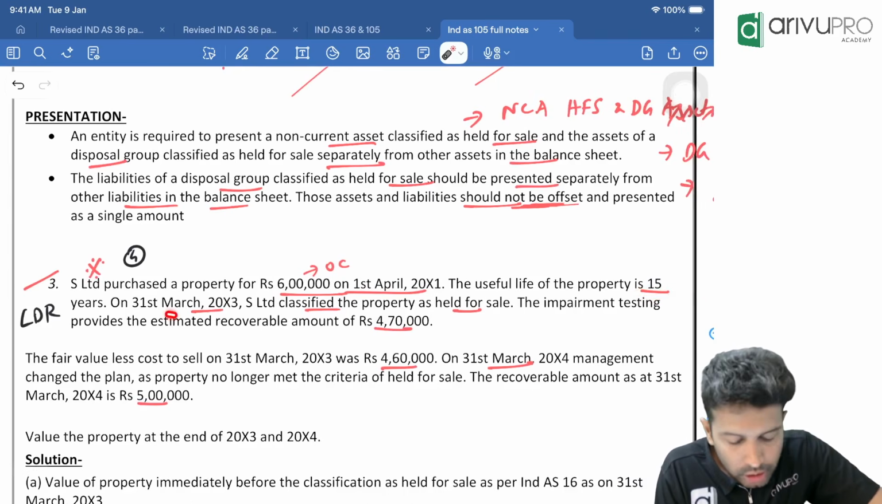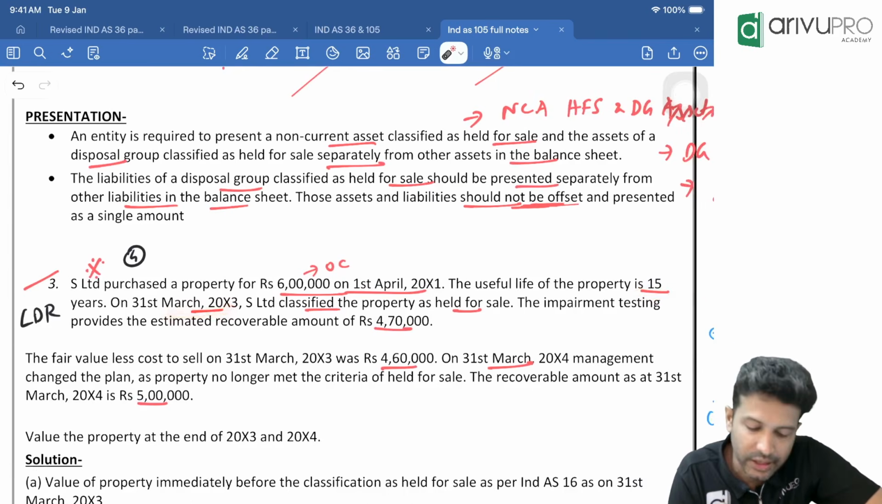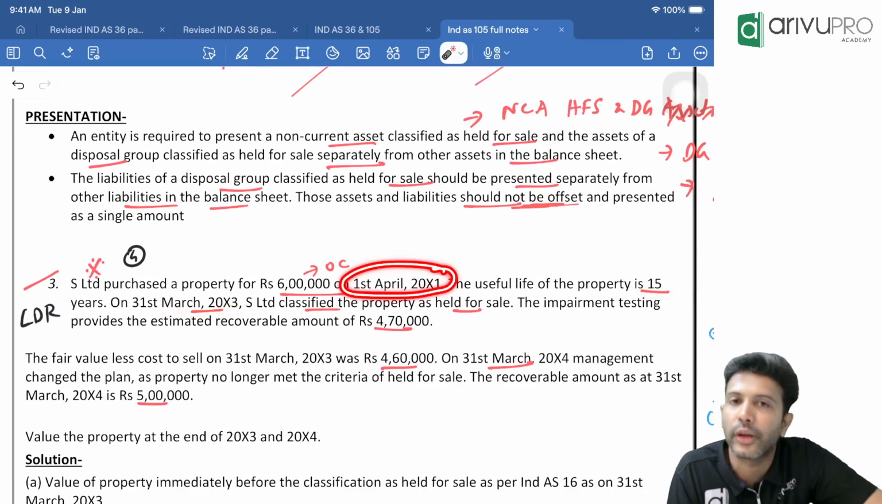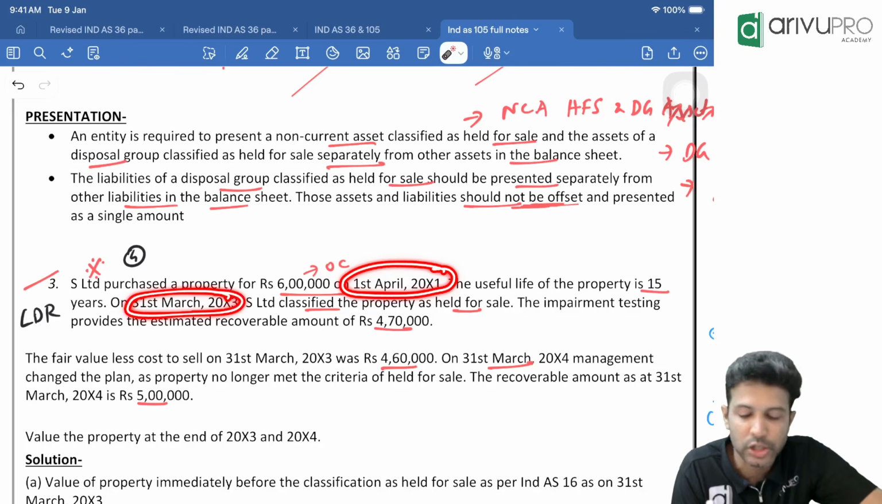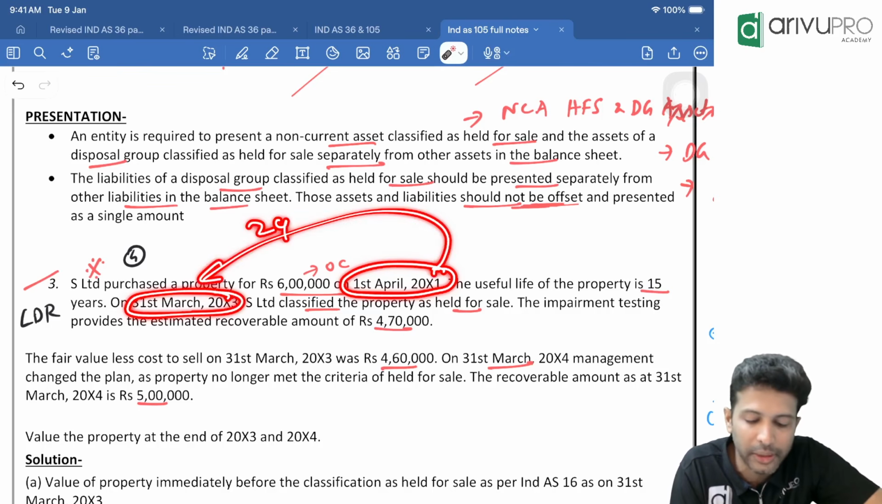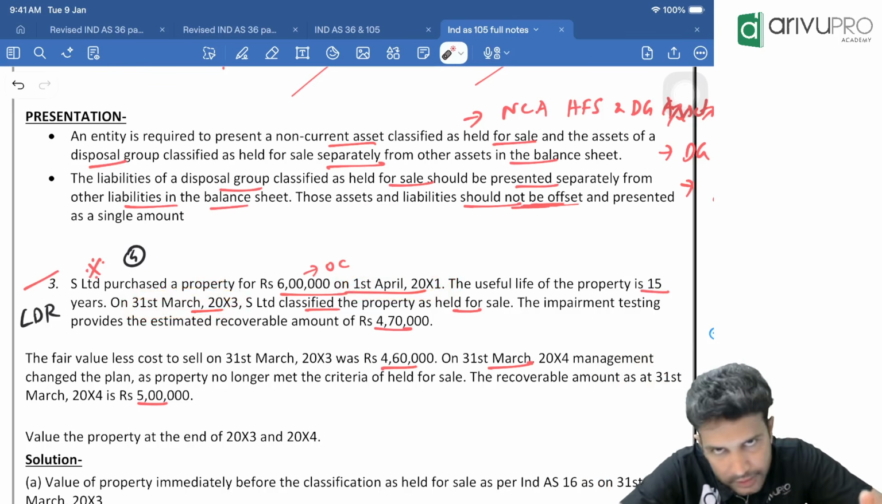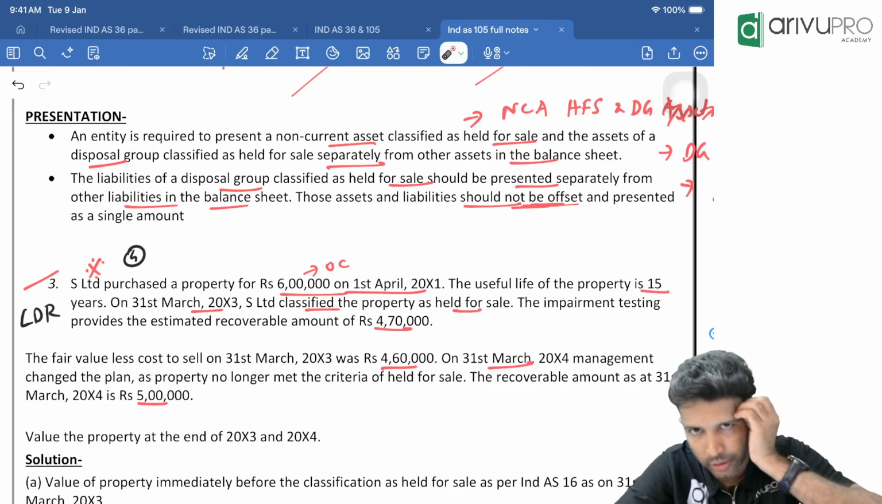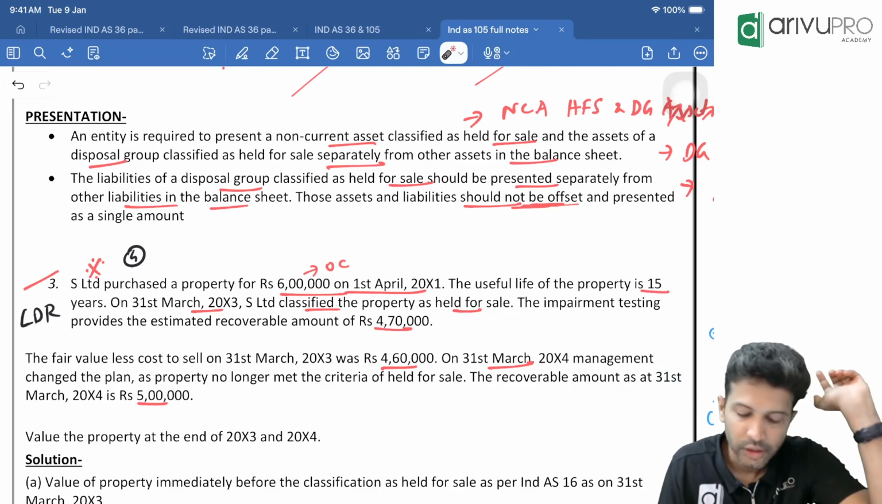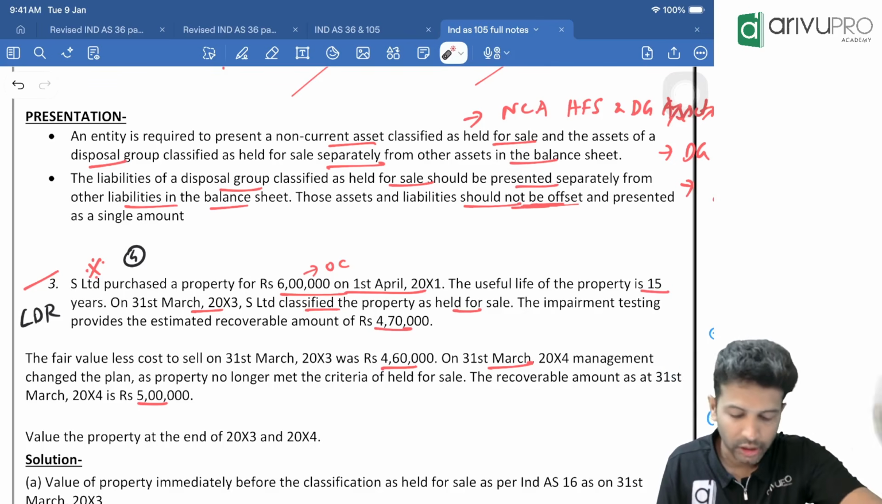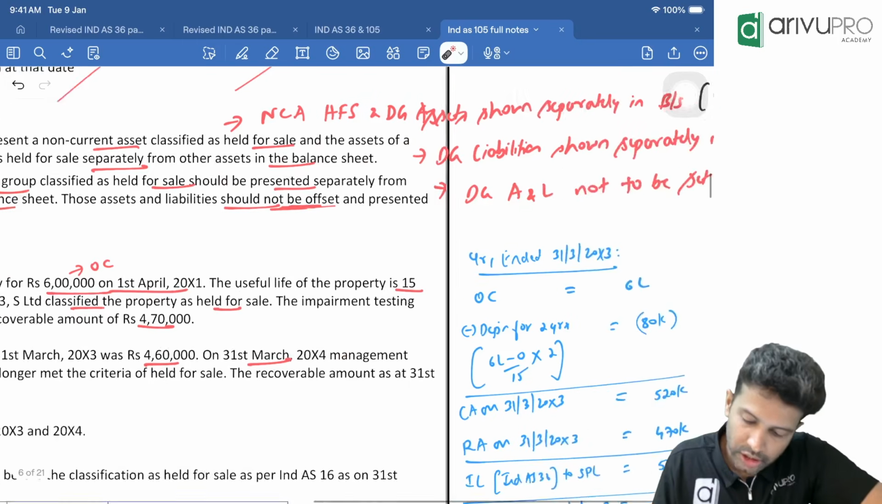Fair enough. On 31st March 2023, one second. You purchased on 1st April 20x1. We are on 31st March 20x3. From here to here, how many years? 2 years have passed. 2 years you have used the asset, correct? So you'll have to depreciate the asset for 2 years. Okay, first, let's do that. How much is the residual value? Not given, 0.